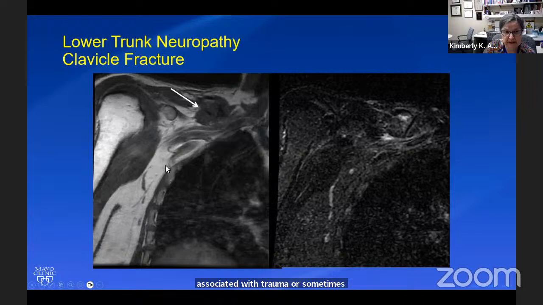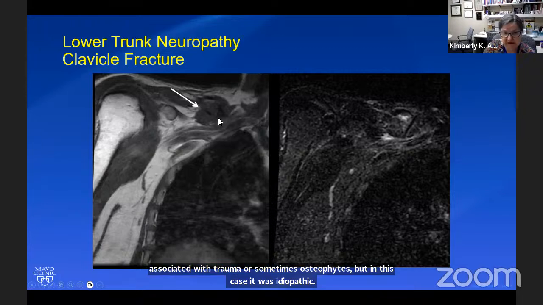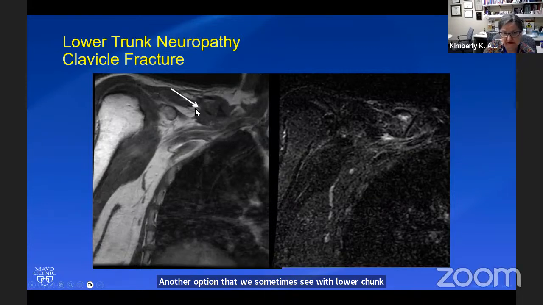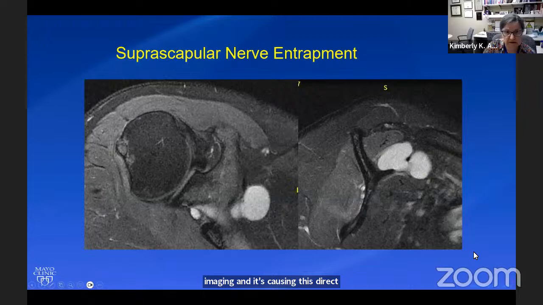Another option that we sometimes see with lower trunk neuropathy is with clavicular fractures, and you can see sort of this soft tissue density here. Again, this is an older exam, and so you can see the STIR imaging, and it's causing this direct impingement on the lower trunk of the brachial plexus.